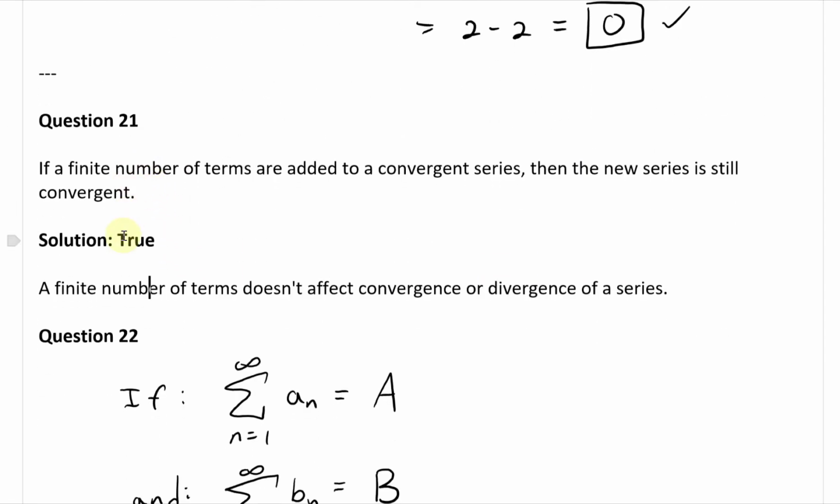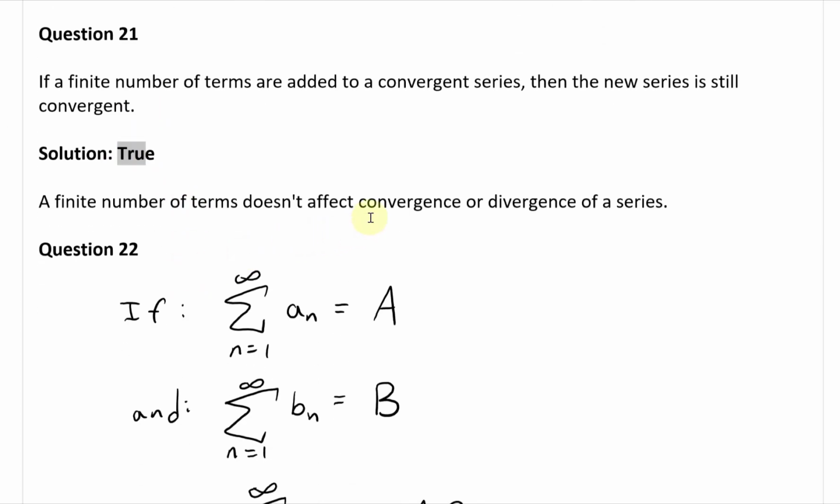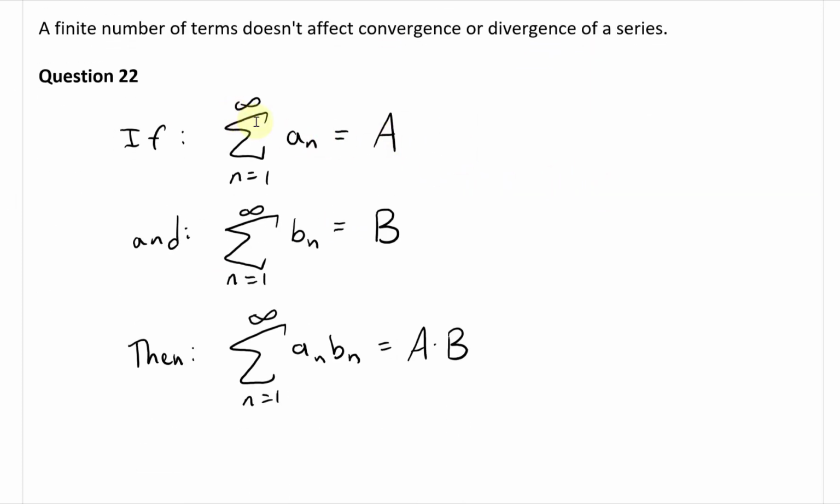Alright, let's take a look at the solution. So yes, it is in fact true. A finite number of terms doesn't affect convergence or divergence of a series, only an infinite number does. So now let's take a look at question 22.